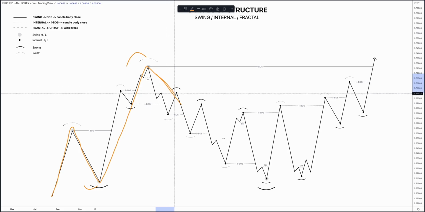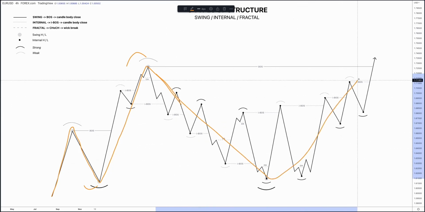So then I'm going to draw the swing structure again. This is all just one big swing pullback, okay? And then we go on to break the swing high to make a higher high. So that orange line I've drawn there is basically what we think about when we think about swing structure.